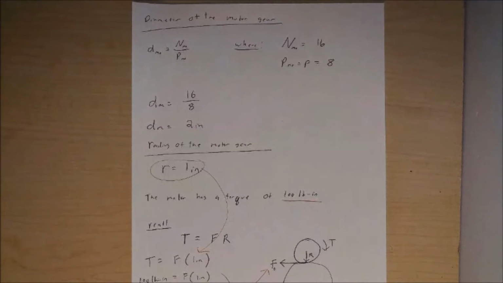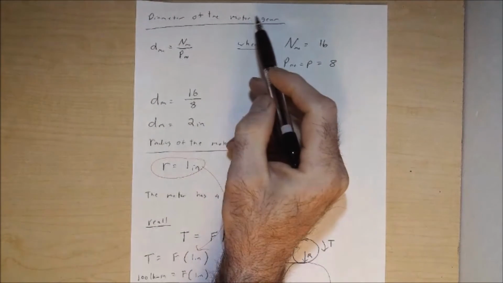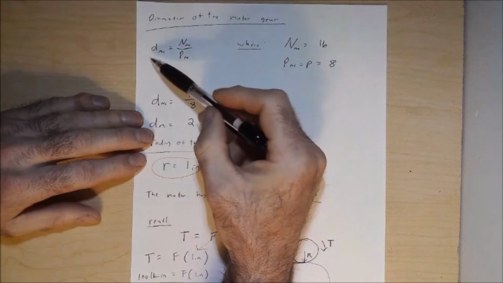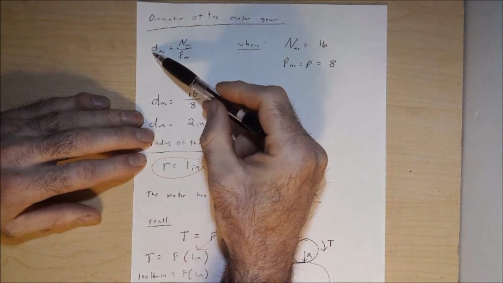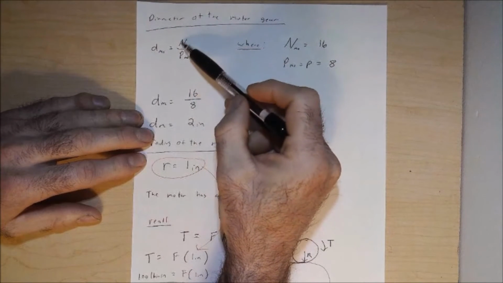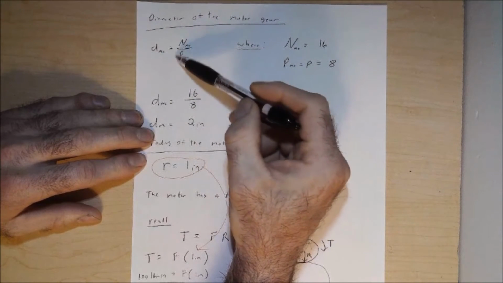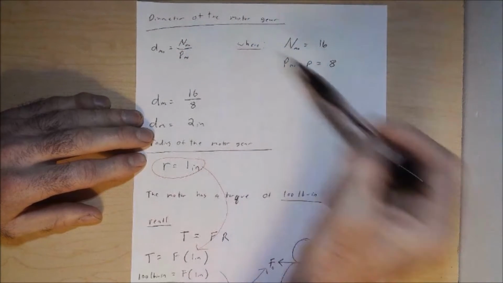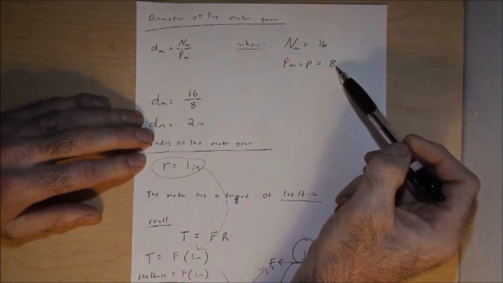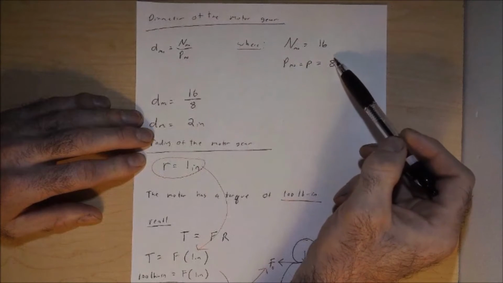So now that we've solved for the diameter of the idler gear, the next thing is to solve for the diameter of our motor gear. So now we can use the same equation here, but now plug in for our indices: the diameter for the motor is equal to the number of teeth in the motor divided by that same pitch, which again is 8 for everything. Which we show over here, P sub MO is equal to P is equal to 8 for all three gears.